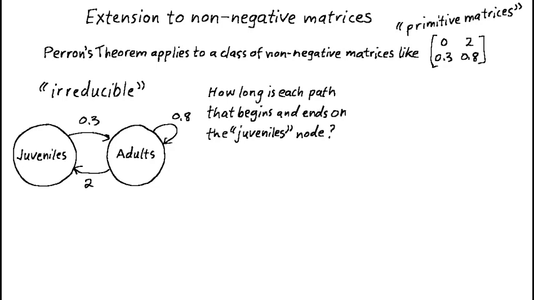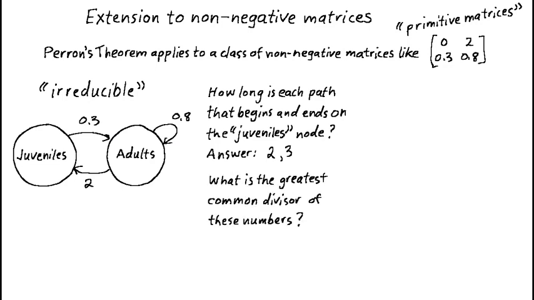We see that, starting on the juveniles node, there's a path of length 2 that brings us back to this node, and one of length 3 that does the same. With those numbers in place, we then ask, what is their greatest common divisor? That's an easy question to answer since we have at least 2 prime numbers in our list. The answer, therefore, is 1.